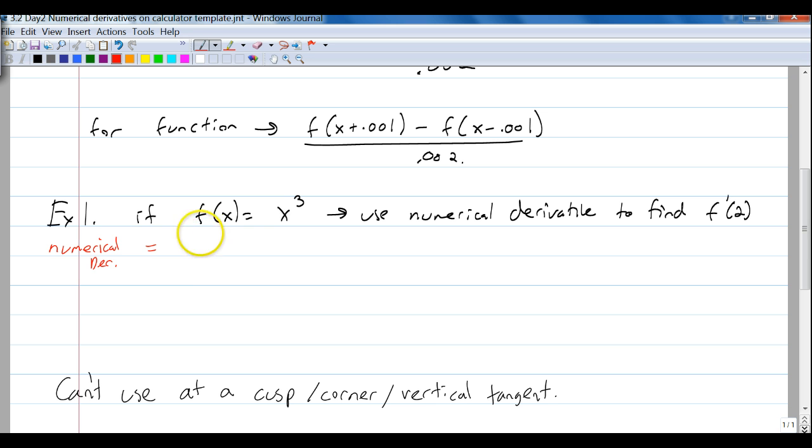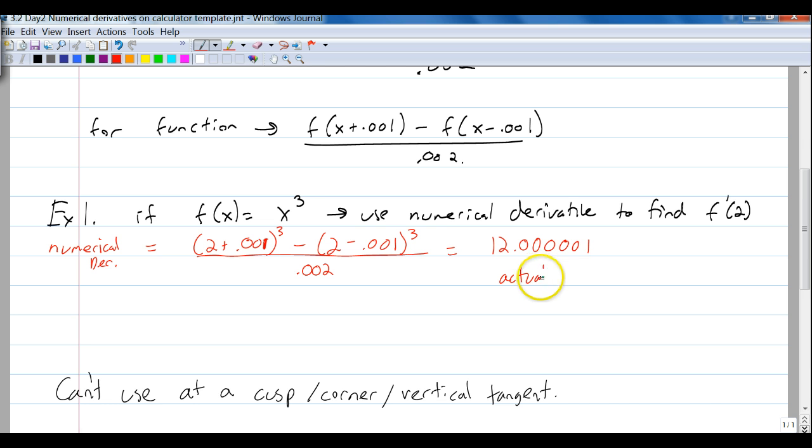When I put this into my formula, the function is at 2, so it's 2 plus the change, cubed, minus 2 minus the change, cubed, all over 0.002, because that's 2 times h. If you type this in and calculate it, you get 12.000001. And sure enough, the actual derivative is 12. So it's accurate to 5 decimals.